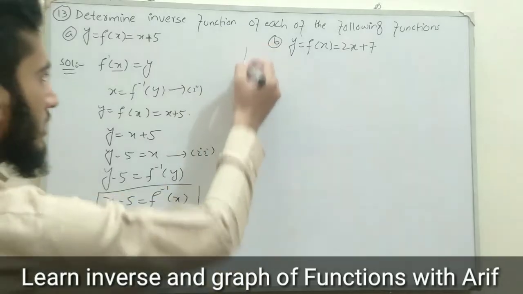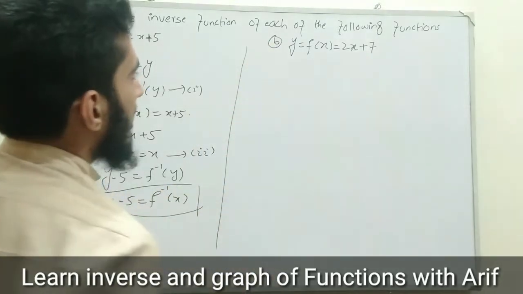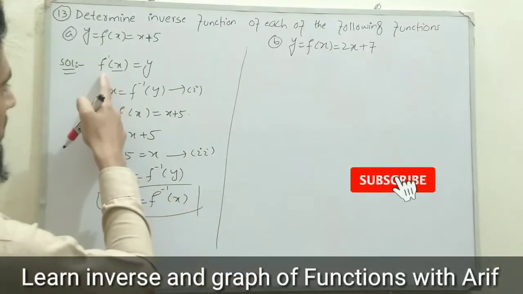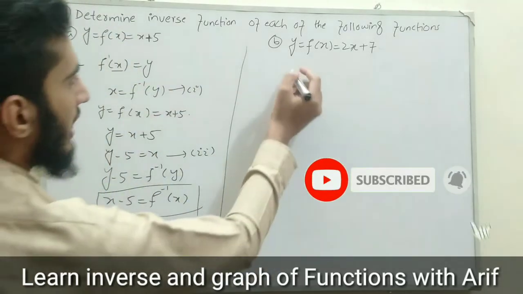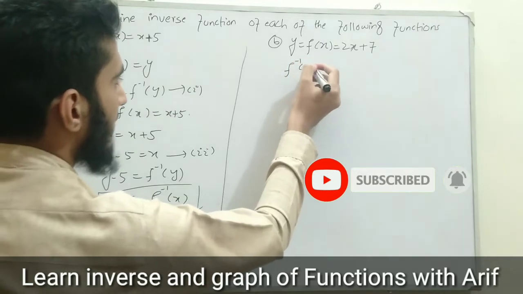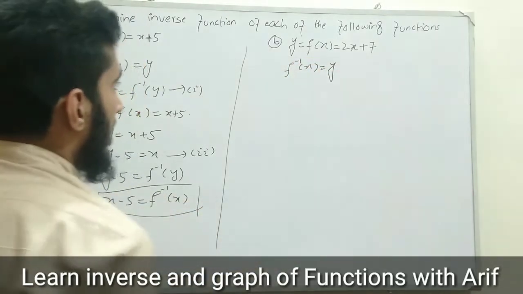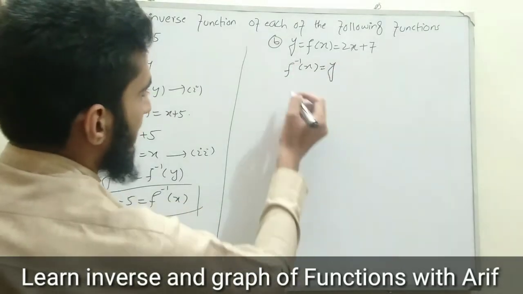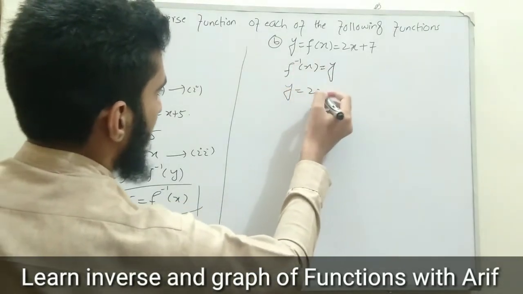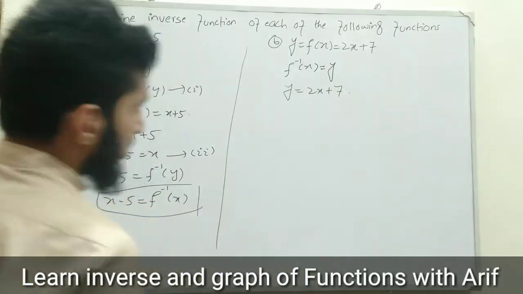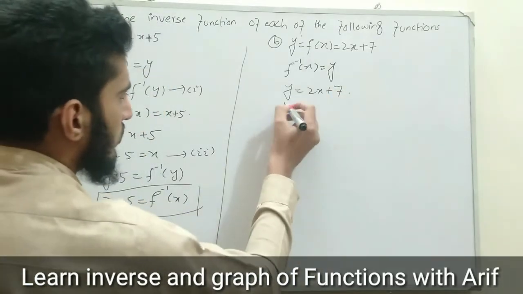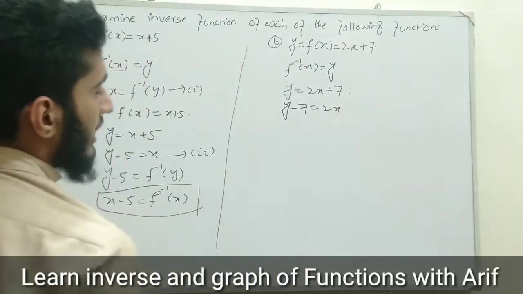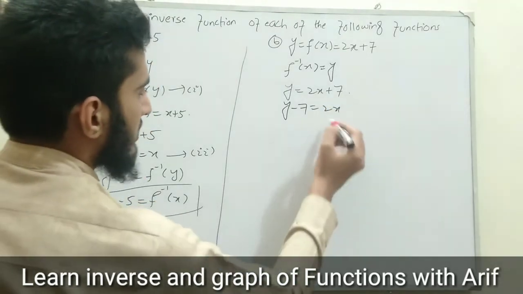Now we are going to find the inverse function of part B of question number 13. Let's suppose f inverse x is equal to y. Now we can also take y is equal to 2x plus 7. Now shift this 7 to the left hand side, it becomes y minus 7 is equal to 2x. Now we are interested in x, so divide both sides by 2.